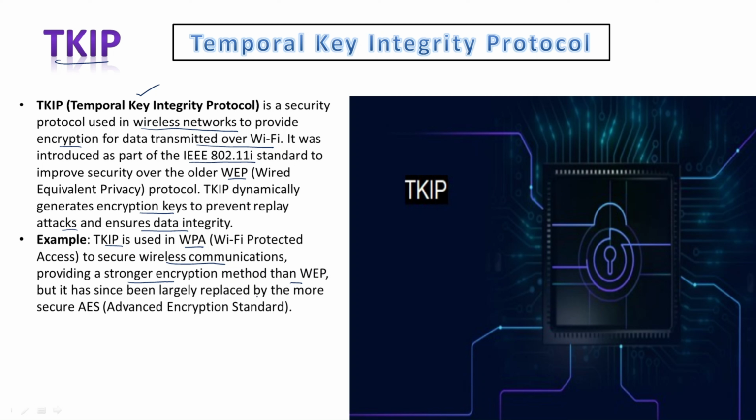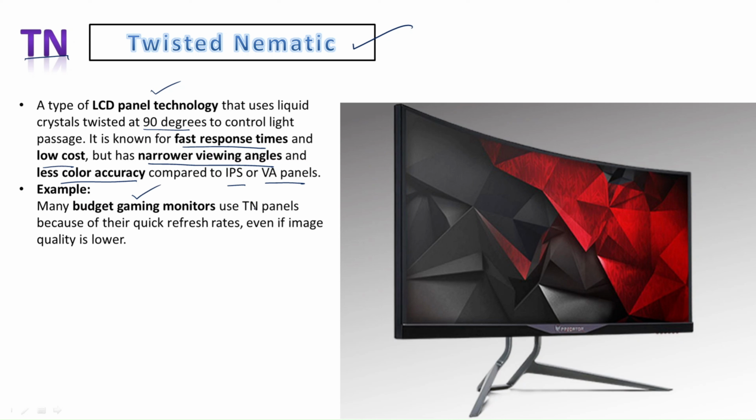TN, that is Twisted Nematic. It is a type of LCD panel technology that uses liquid crystals twisted at 90 degrees to control light passage. It is known for fast response times and low cost, but has narrower viewing angles and less color accuracy compared to IPS or VA panels. For example, many budget gaming monitors use TN panels because of their quick refresh rates, even if image quality is lower.